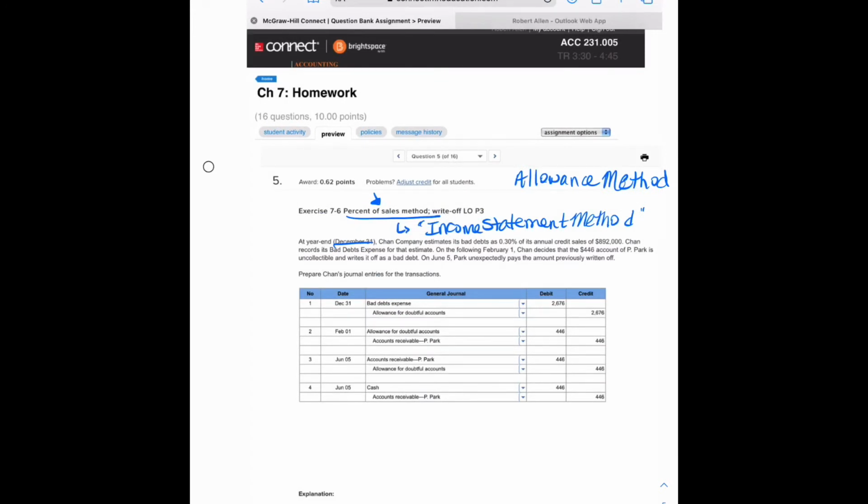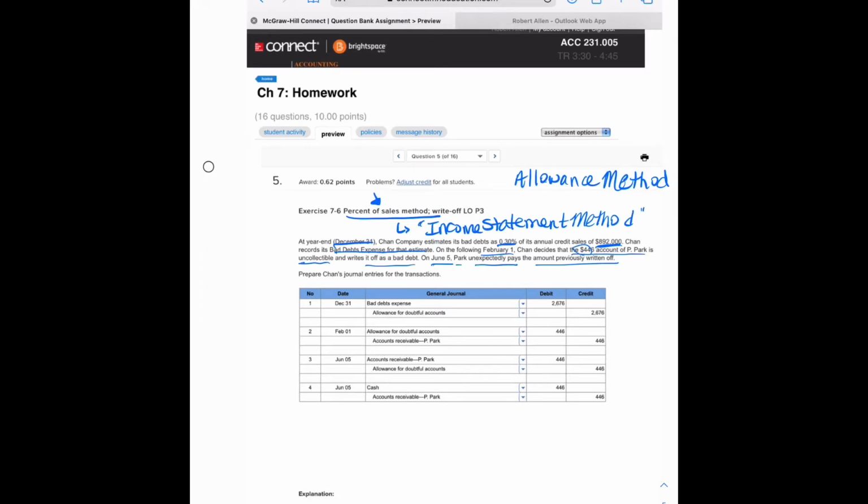As 0.3% of its annual credit sales of $892,000, Chan records bad debt expense for that estimate. On the following February 1st, Chan decides $446 of the account related to P Park is uncollectible and writes it off as a bad debt. On June the 5th, Park unexpectedly pays the amount that was previously written off.